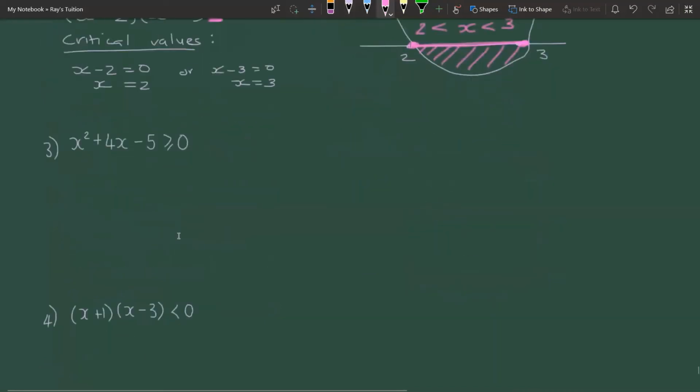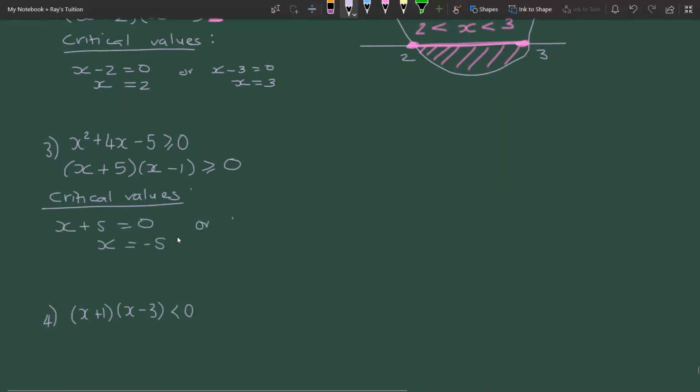So now let's have a look at the next one. Again, we're going to factorize. We're looking for the factors of 5 that give us positive 4, so x plus 5 times x minus 1 will give us that. Then we go on to the next step where we find our critical values. So we have x plus 5 is equal to 0, which means x is equal to negative 5, or x minus 1 is equal to 0, which means x is equal to 1.